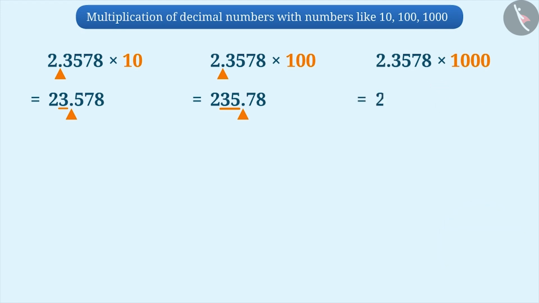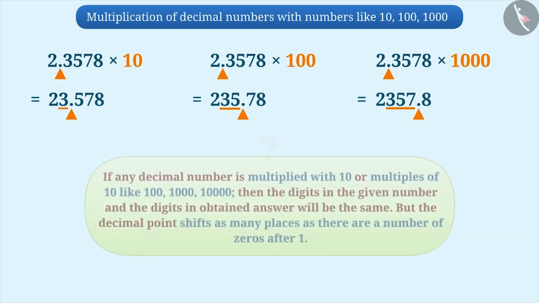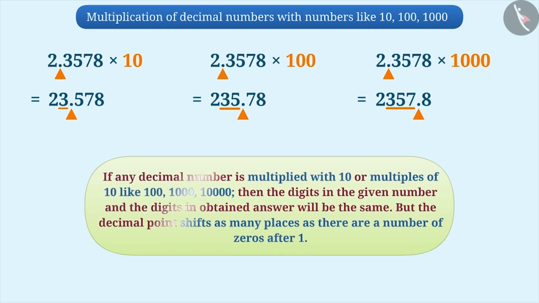Think for a while. Absolutely correct. Here too, the digits will remain in the same place, but the decimal point will be shifted 3 places to the right side. What do you understand from this? Let me explain this. If any decimal number is multiplied with 10 or multiples of 10, like 100, 1000, 10,000, then the digits in the given number and the digits in the obtained answer will be the same. But the decimal point shifts as many places as there are number of zeros after 1.